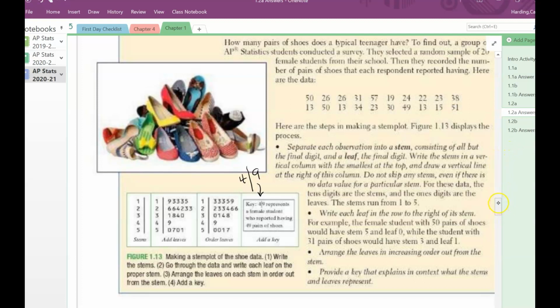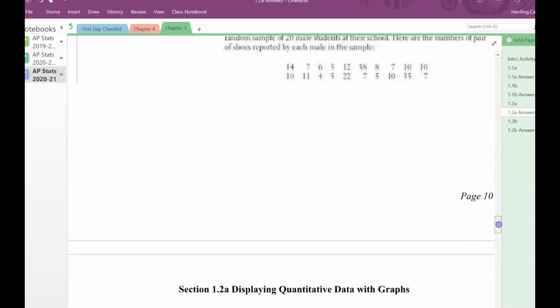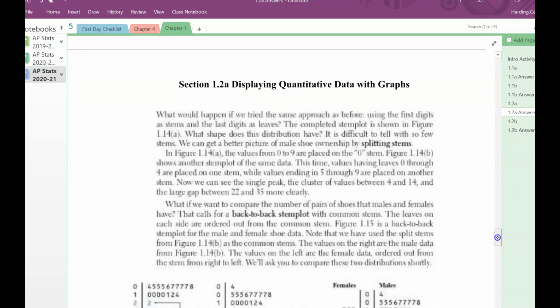If we had a new data set, let's say that we went through and collected information from 20 male students of how many shoes they had, we could do the same thing. We could put these also in a stem and leaf plot. They're 2-digit numbers. We'll probably put the tens place as the stem, using a 0, obviously, for 7 and 5. And if you flip to the next page, you can see how that was done.